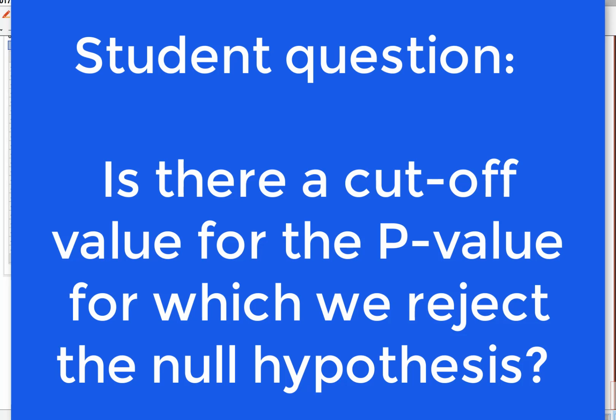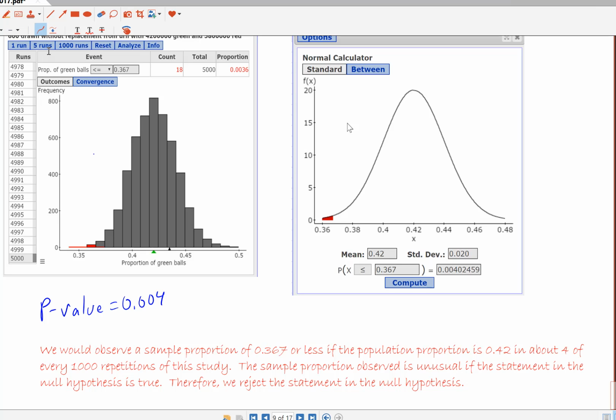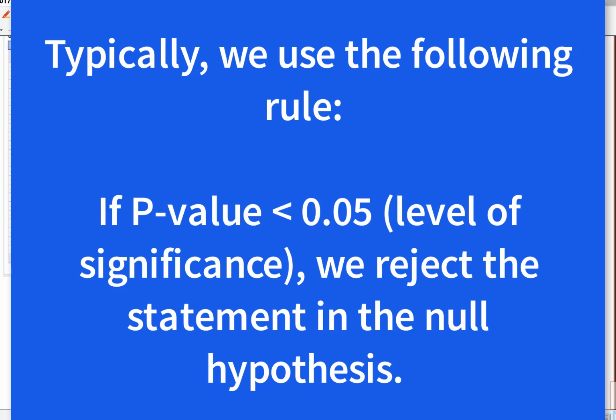Is there a parameter for the p-value to be considered low, normal, or high? Awesome question. Is there a range of values for which the p-value is low? Typically, we use a p-value cutoff of 0.05. So if the p is less than 0.05, we typically reject. And if the p-value is greater than 0.05, we typically do not reject.